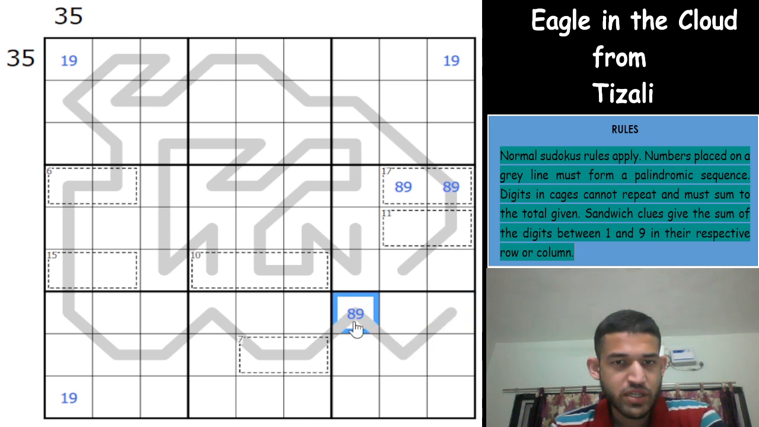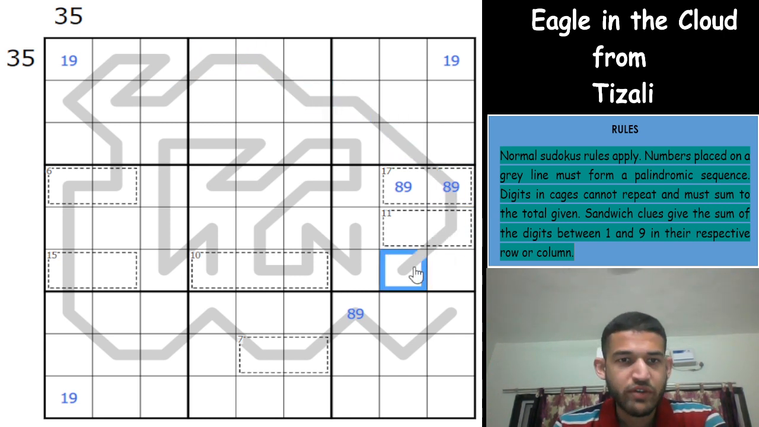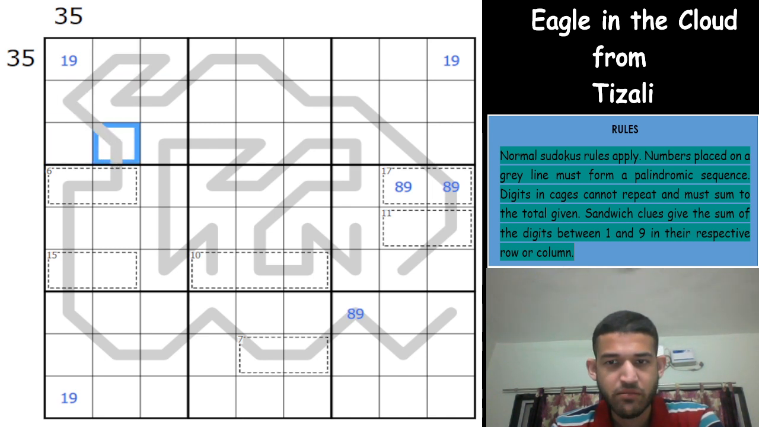So, counting the cells: 1, 2, 3, up to 26 and 27. So we have a 27 cell long palindrome, which means that the middle point must be the 14th cell. You have 13 in this direction, 13 in this direction, and the middle point must be the 14th cell. So counting to 14, this one is the middle of the palindrome.